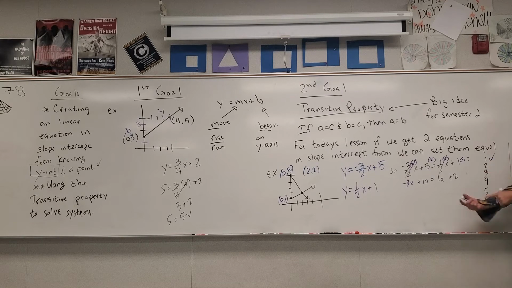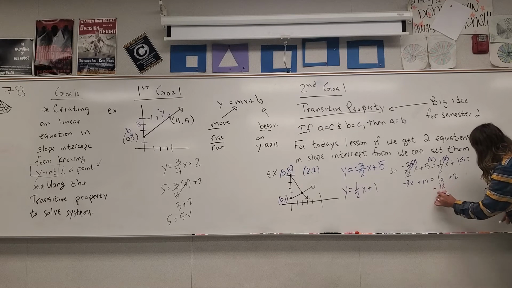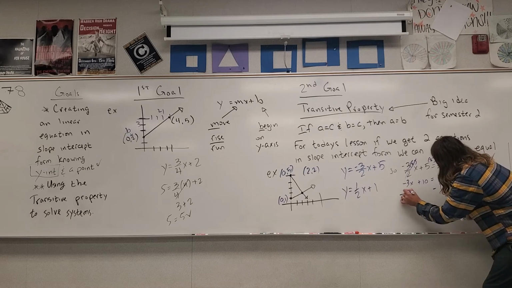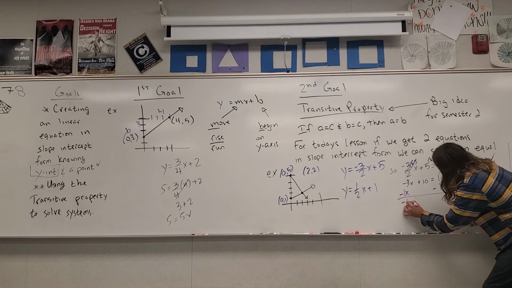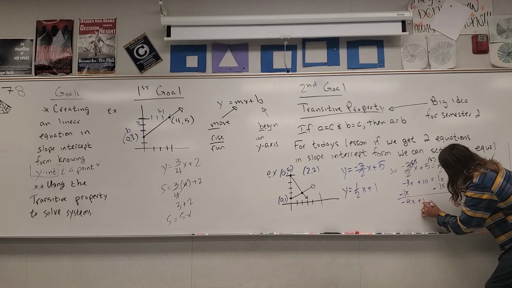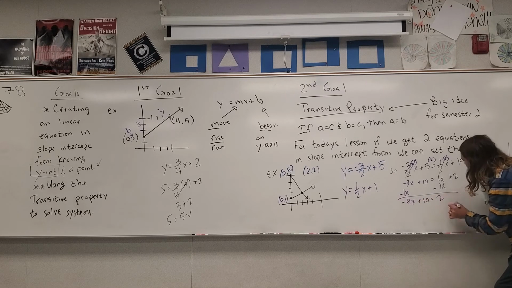All right. So I eliminated fractions. Can I distribute? No. Can I combine like terms? No, I can't put these together. Can I get all variables to one side? Yes, I can. So I'm going to subtract the 1x from both sides. And now I'm left with -4x plus 10 equals 2.